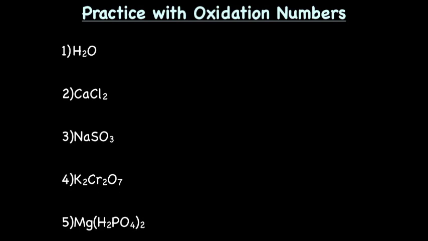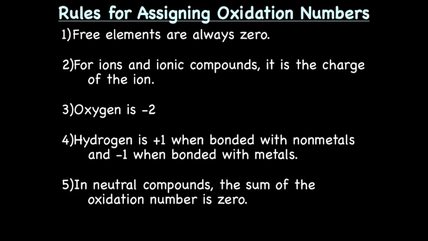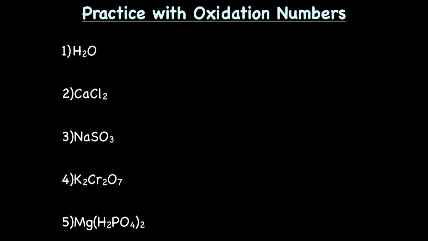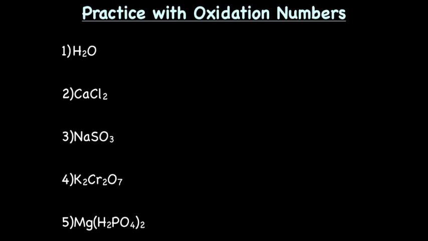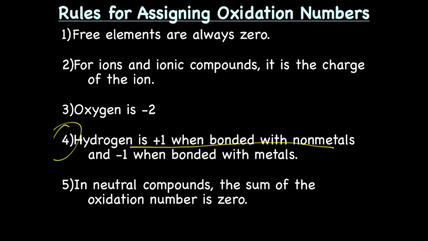Let's try this out. We have H2O. So we have H's and we have O's. There are no free elements here. So let's go back and look at our rules real quick. H is +1 when it's bonded with a nonmetal and -1 when it's bonded with a metal. Looking at this one right here, H is bonded with O, which is a nonmetal, so H's oxidation number is +1. Now let's look at oxygen. Oxygen is always 2-.